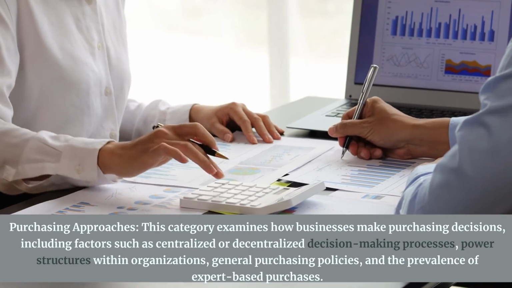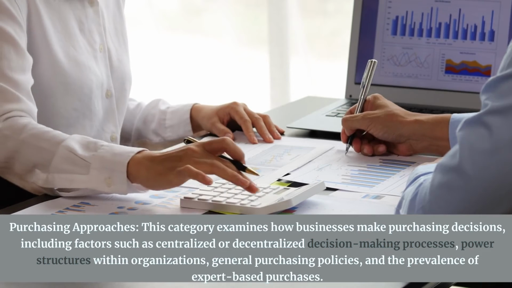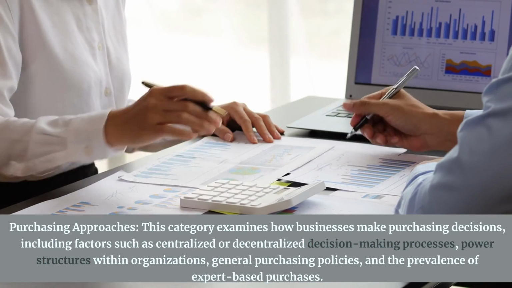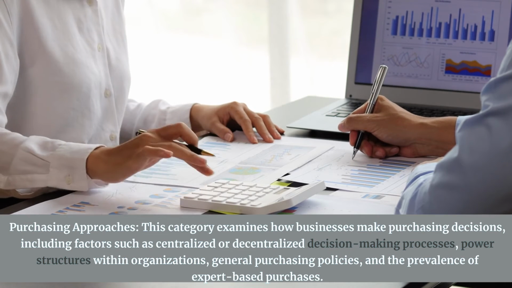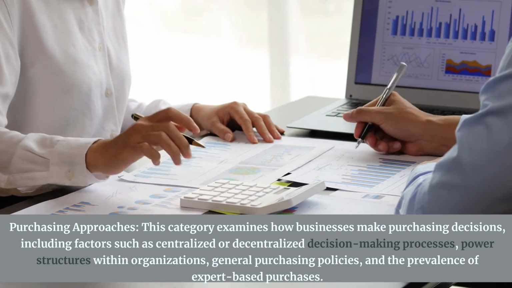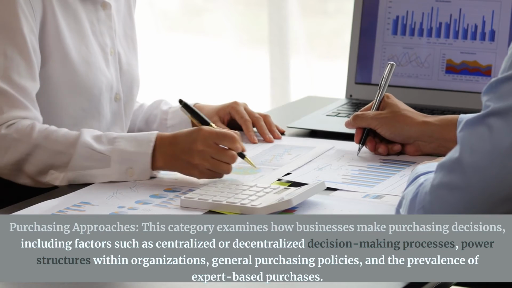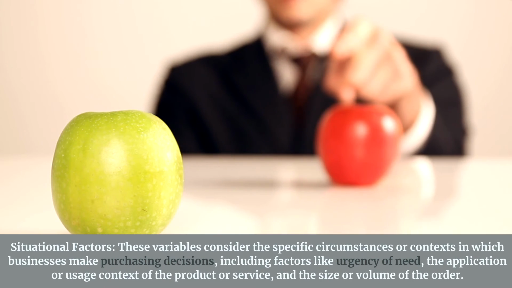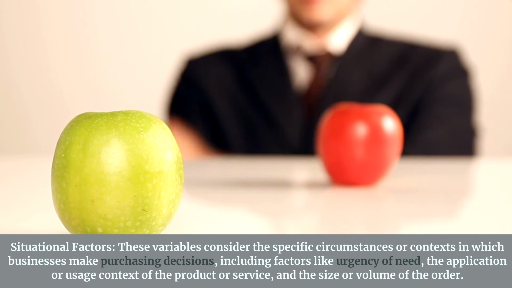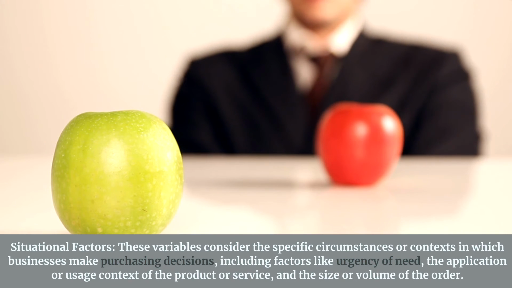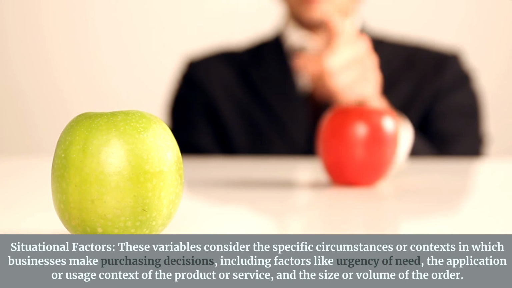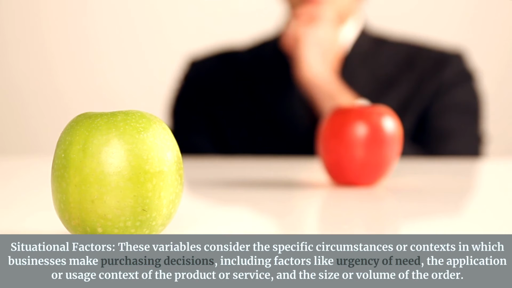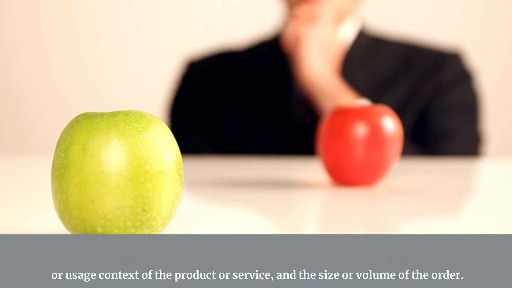Purchasing approaches. This category examines how businesses make purchasing decisions, including factors such as centralized or decentralized decision-making processes, power structures within organizations, general purchasing policies, and the prevalence of expert-based purchases. Situational factors. These variables consider the specific circumstances or contexts in which businesses make purchasing decisions, including factors like urgency of need, the application or usage context of the product or service, and the size or volume of the order.